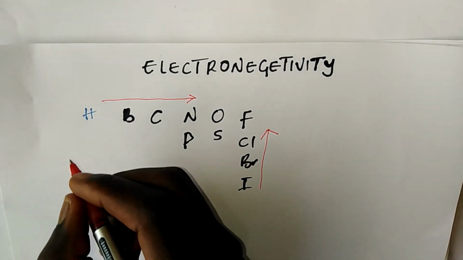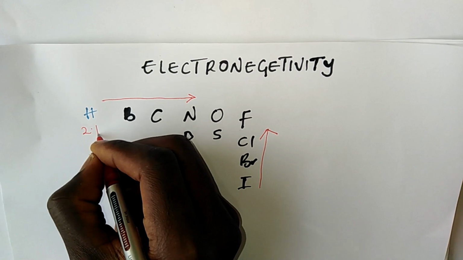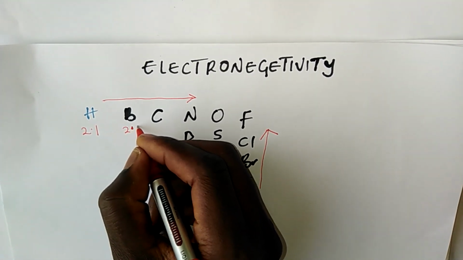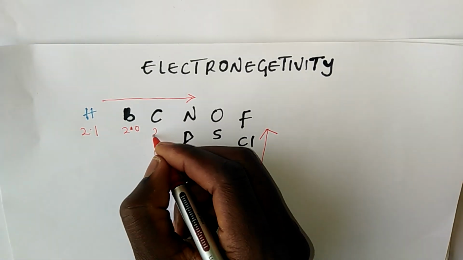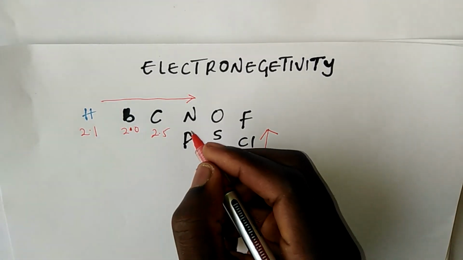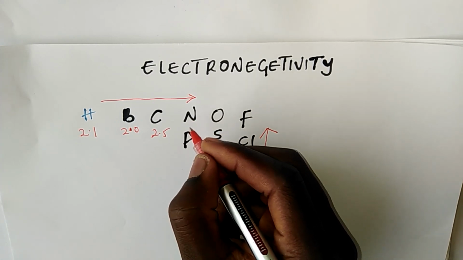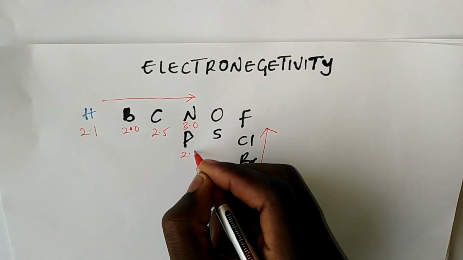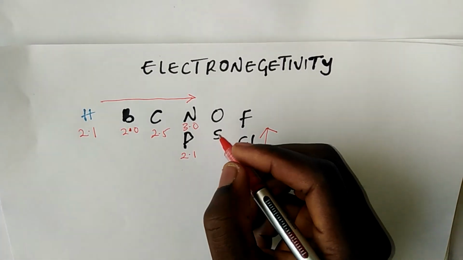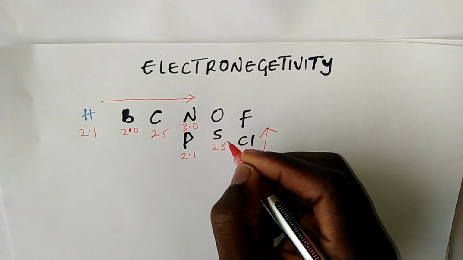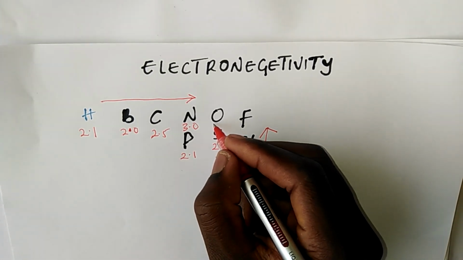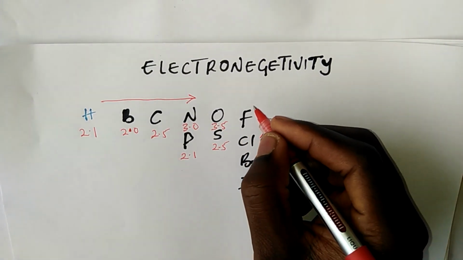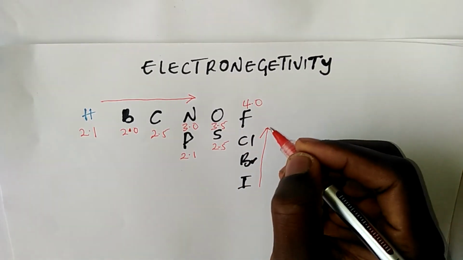Now, the electronegativity of hydrogen is 2.1. The electronegativity of boron is 2.0. The electronegativity of carbon is 2.5, and that of nitrogen is 3.0. That of phosphorus is 2.1. The electronegativity of sulfur is 2.5. The electronegativity of oxygen is 3.5, and the electronegativity of fluorine is 4.0.